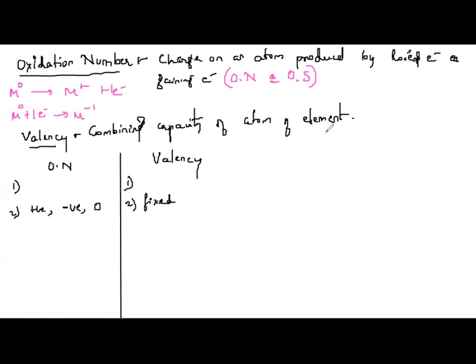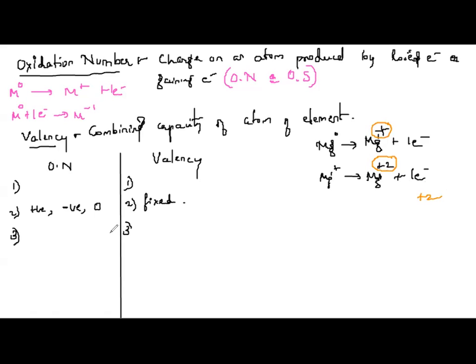Valency is fixed. For example, now you take Mg, 0. When it loses 1 electron, it becomes Mg plus. When Mg plus loses 1 more electron, it becomes Mg plus 2. So this is the oxidation state or oxidation number of magnesium. Whereas valency of magnesium is 2. That means its combining capacity is 2. So it is fixed. It will not change.